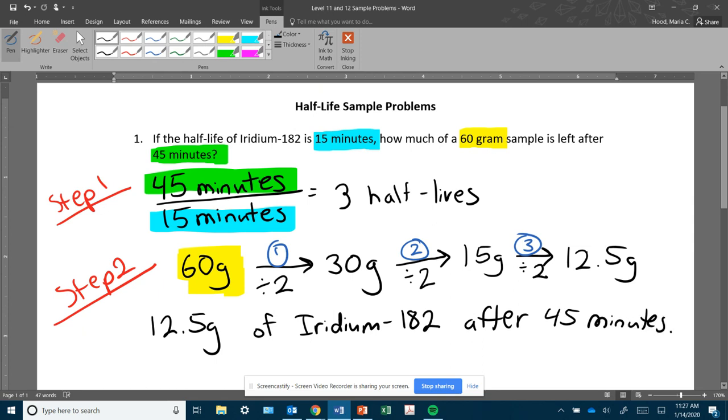So, to review, step 1 is finding out how many half-lives of our substance have passed during the time given. Step 2 is using this number of half-lives to find how much is left over.